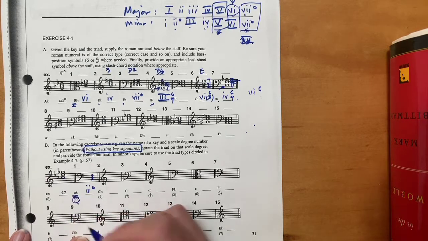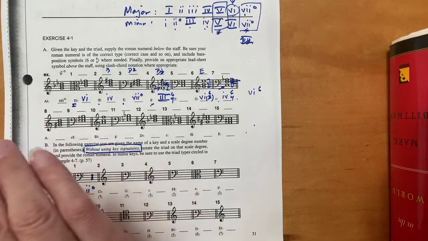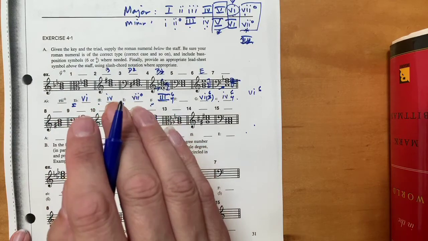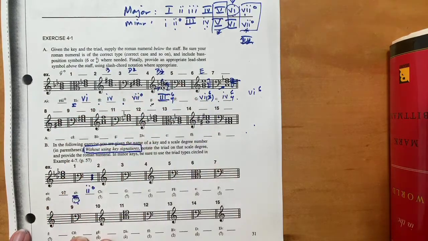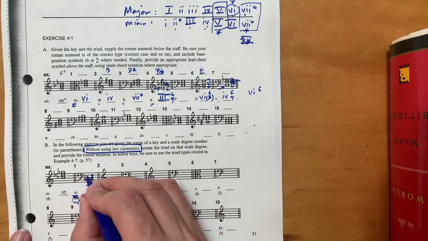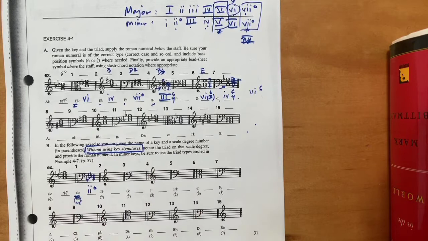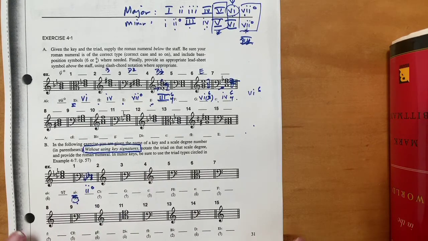Now A flat minor, we know A flat, up a whole step to B flat, up a whole step to C flat. C flat major has 7 flats, so everything is flat. So that is a B flat diminished triad, the 2 chord in the key of A flat minor. Let's look at C flat major.